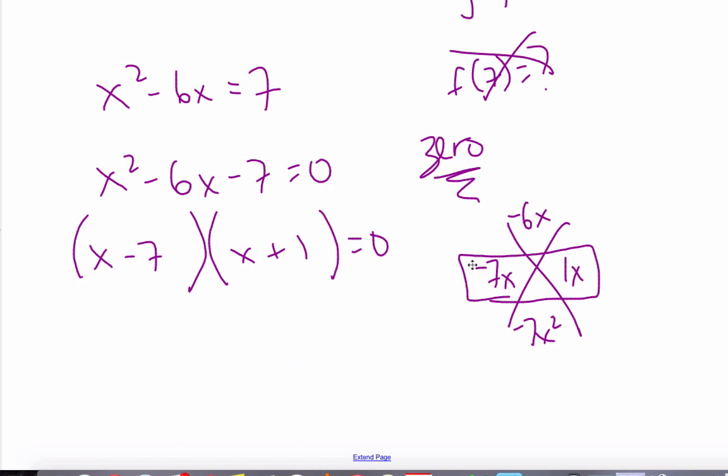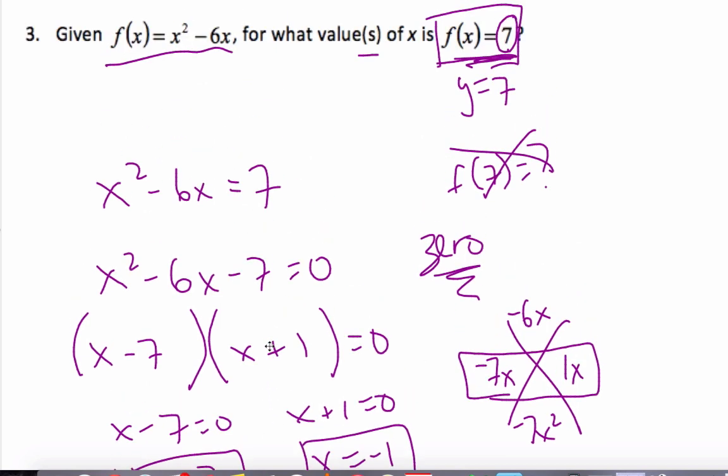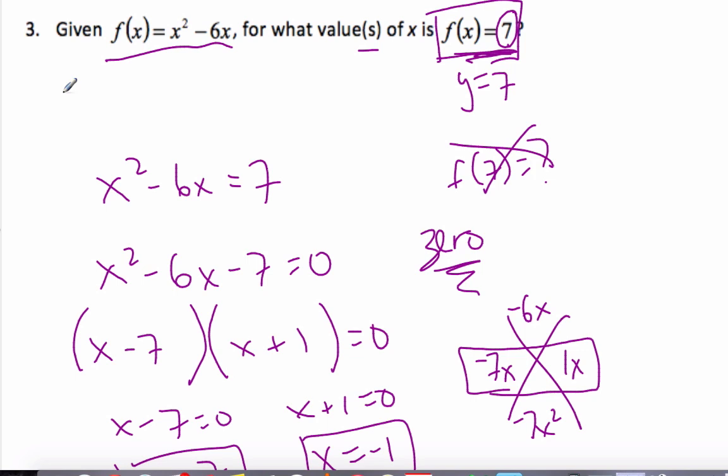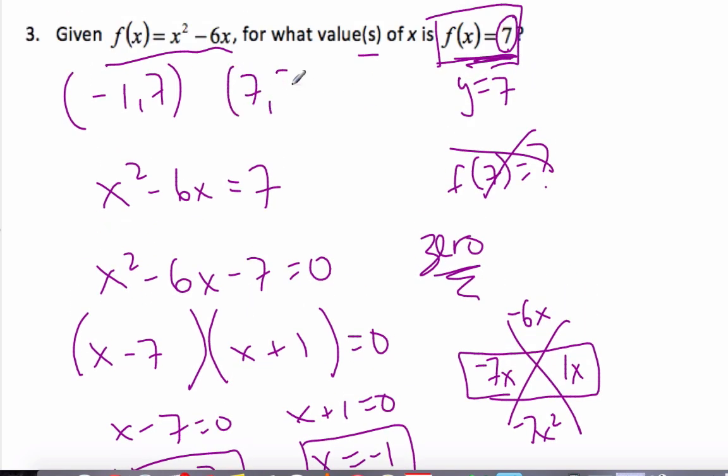And so we can skip the box on these simple ones. We haven't got x yet because I know that x minus 7 could be 0 or x plus 1 could be 0. And so then simply x is negative 1 and x is 7. So there's our values for this solution. And so I know one coordinate point would be negative 1, 7, because here's the 7, and the other one would be 7, 7. Great.